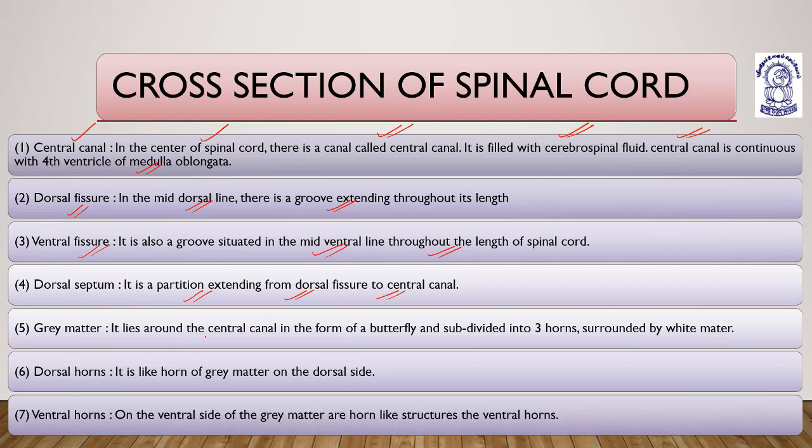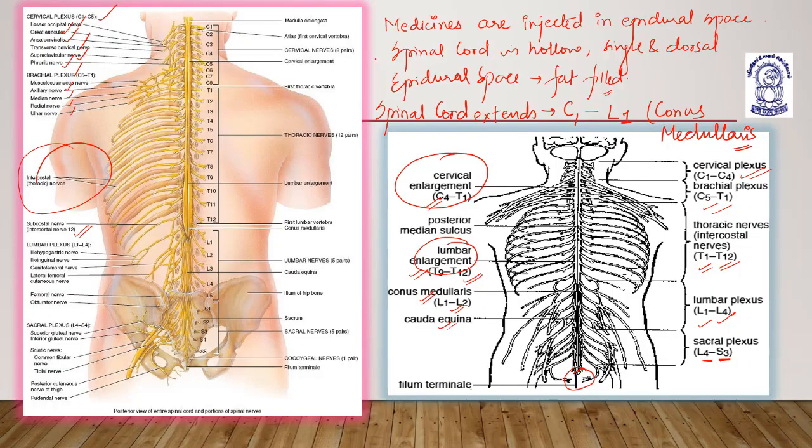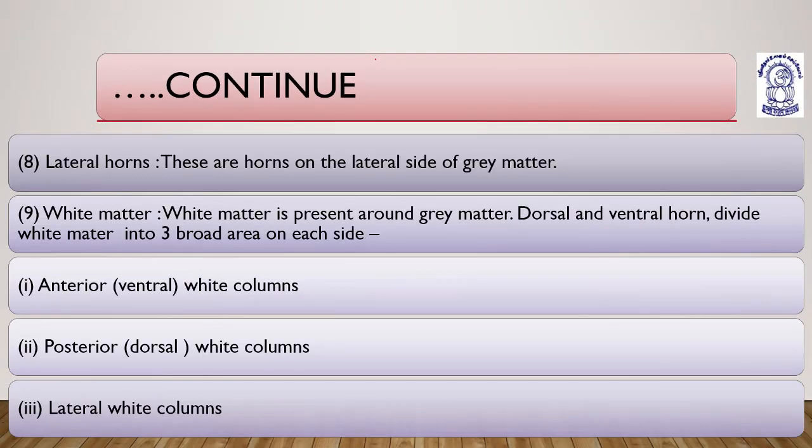Grey matter. It lies around the central canal in the form of a butterfly and is subdivided into three horns surrounded by white matter. Dorsal horn. It is like a horn of grey matter on dorsal side. Ventral horn. On the ventral side of grey matter are horn-like structures called ventral horns. Lateral horns. These are the horns on the lateral side of the grey matter.